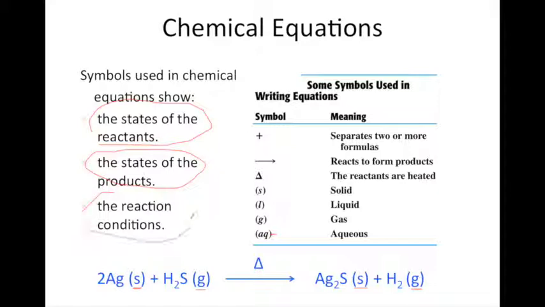Chemical equations can also give us some information about the reaction conditions. So here, we see that silver is reacting with hydrogen sulfide, and we have the line here that represents they react to form our product silver sulfide and hydrogen gas, and we see this little delta symbol above that. That indicates that this reaction occurred in the presence of heat, so we heated them up. So this would be a good example of a fairly complete chemical reaction. We have solid silver reacting with hydrogen sulfide gas in the presence of heat to produce silver sulfide solid and hydrogen gas.